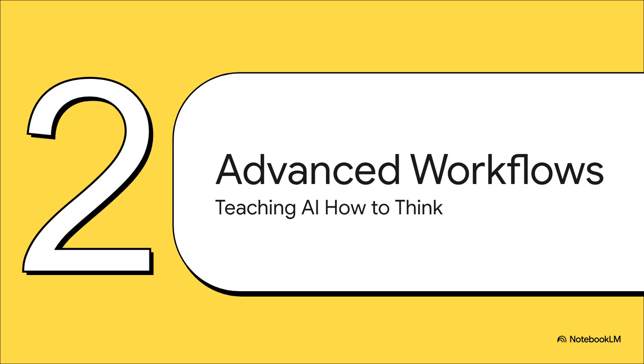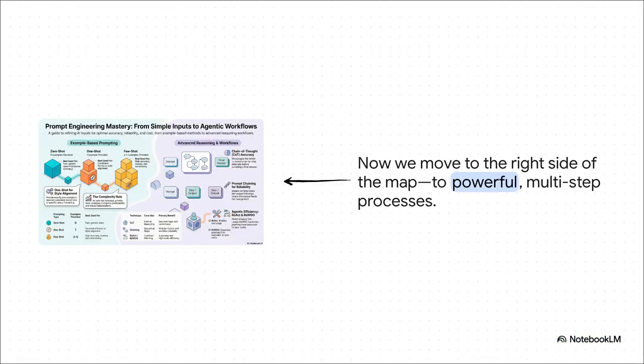Okay, so we've covered teaching by example. Now let's get into the really cool stuff. Teaching an AI not just to answer, but to actually reason and execute complex, multi-step workflows. This is where we go from just giving simple instructions to actually building autonomous systems. And we're back to our map. This time, we're shifting our focus over to the right side, advanced reasoning and workflows. These are the techniques that let us build what we call agentic AI, basically systems that can act on their own to get stuff done.